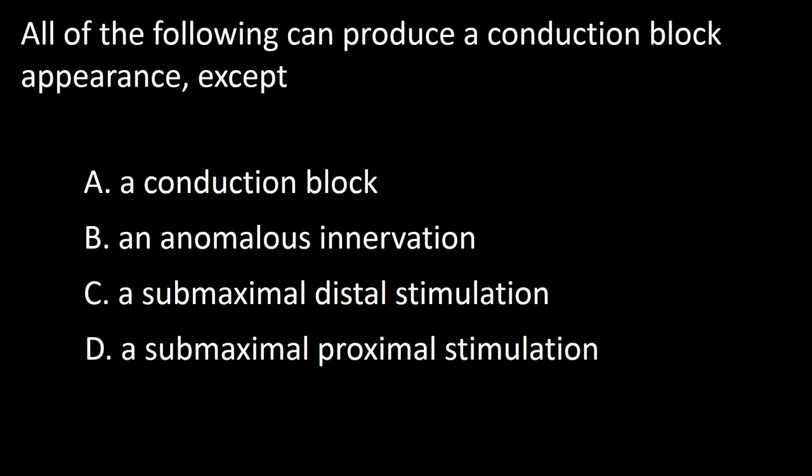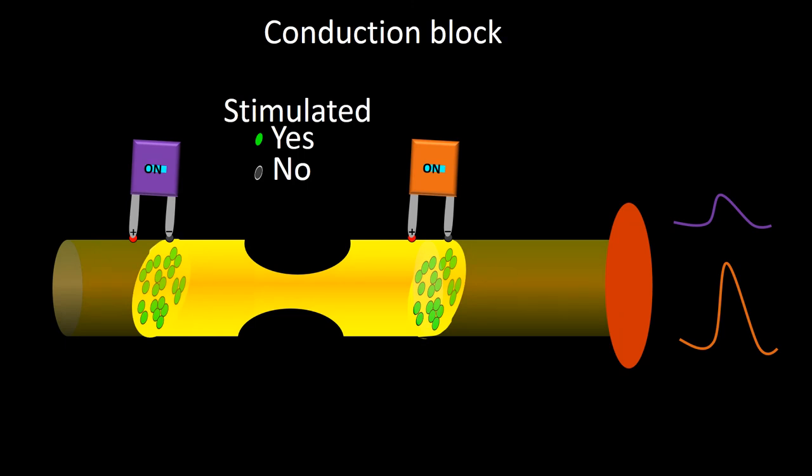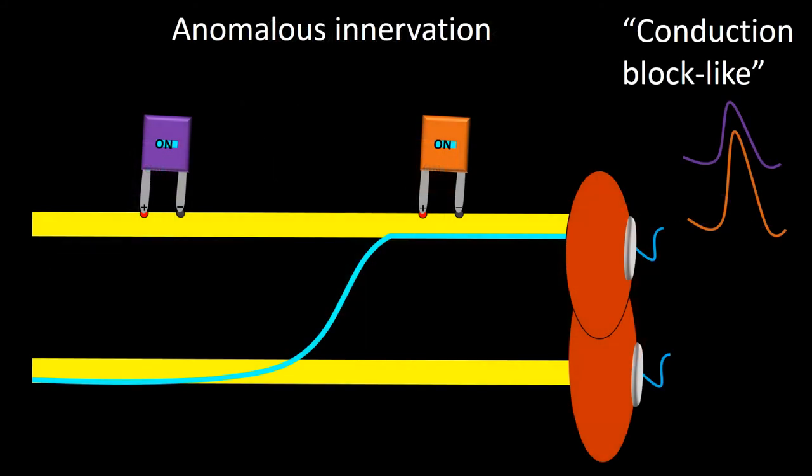Next question. All of the following can produce a conduction block appearance except: A, a conduction block; B, an anomalous innervation; C, a submaximal distal stimulation; D, a submaximal proximal stimulation. A conduction block certainly can produce a conduction block pattern despite normal stimulation proximally and distally. So, what will happen if in an anomalous innervation we study the receiving nerve? In such a case, despite using supramaximal stimulation proximally and distally, we will get a conduction block-like appearance.